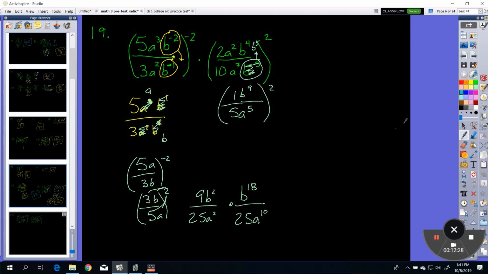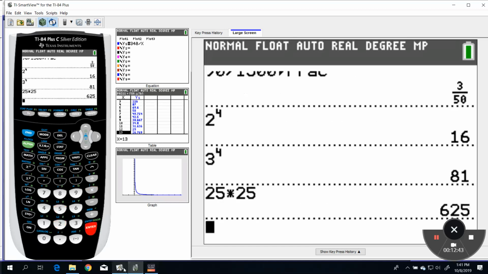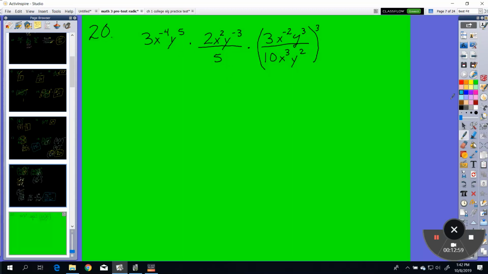So now that I've got it to there, I can multiply straight across. So b squared and b to the 18th make b to the 20th. 9 is still there. 25 times 25 is 625. A squared and a to the 10th make a to the 12th. So that's a big problem, fairly complicated. Number 20 isn't much better.